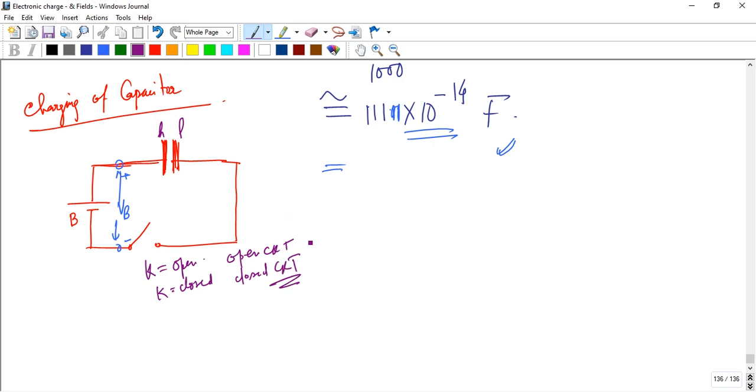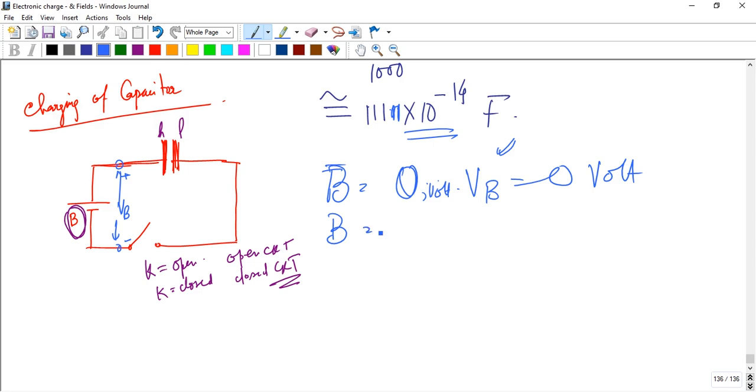Okay, if the battery voltage is equal to 0, then VB is also 0 volt. Now if the battery voltage is at its maximum value, then VB also gets a maximum value, max volt.